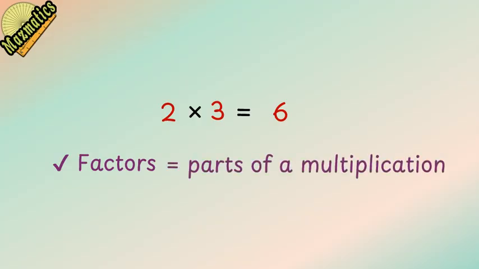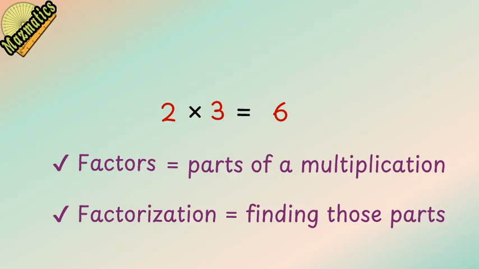Suppose we have the number 6. Now we ask, which numbers can we multiply to get 6? We know 2 multiplied by 3 is equal to 6. So 2 and 3 are called factors of 6. Factors equals parts of multiplication. Factorization equals finding those parts.